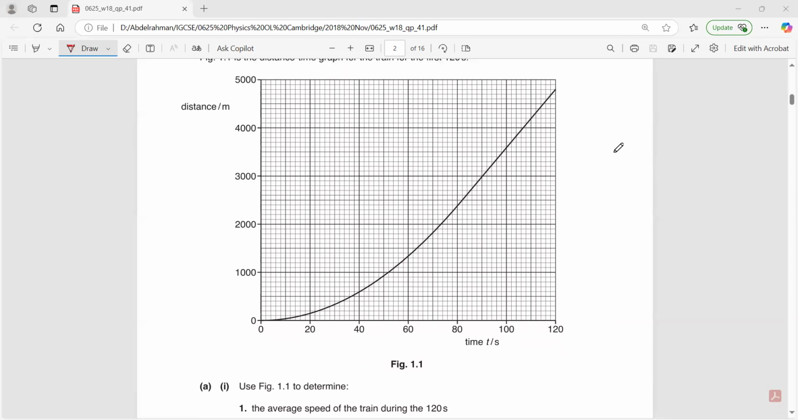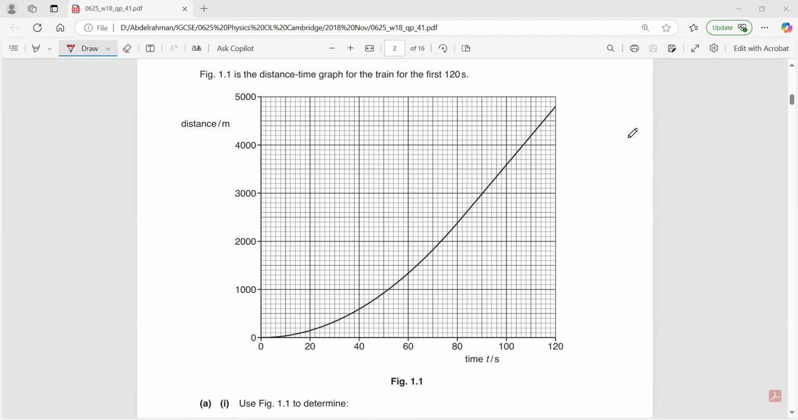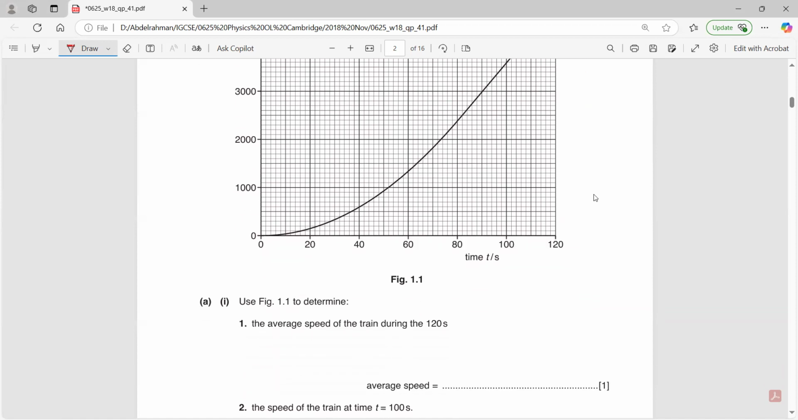How can I find the average speed? Average speed equals total distance over total time. What was the total distance traveled by the train? Total distance would be the maximum distance reached, which was not 5,000. It's less than 5,000. This is 4,800. And the total time was 120 seconds. So average speed equals total distance over total time, 4,800 over 120, which is 40 meters per second.